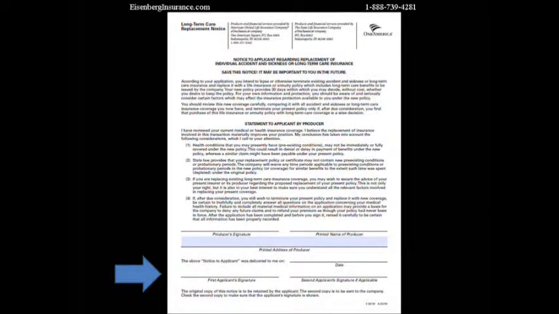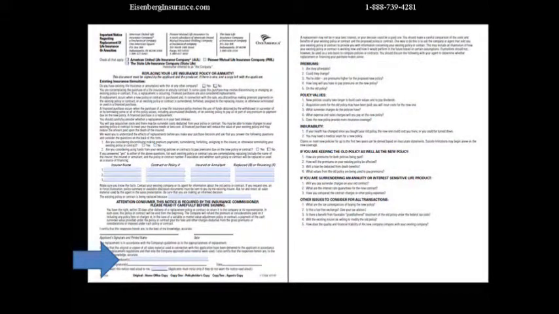The next page is the replacement form, and despite the policy replacing another one or not, this page needs to be completed. The next page that we turn to is the temporary insurance agreement. If you are collecting funds from the insured when you submit this application, please make sure this page is completed and leave a copy of this agreement with your client.